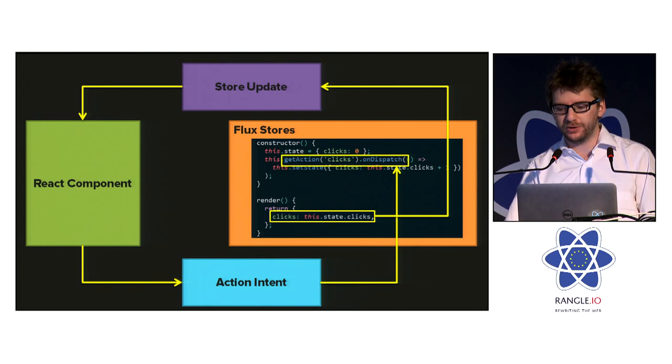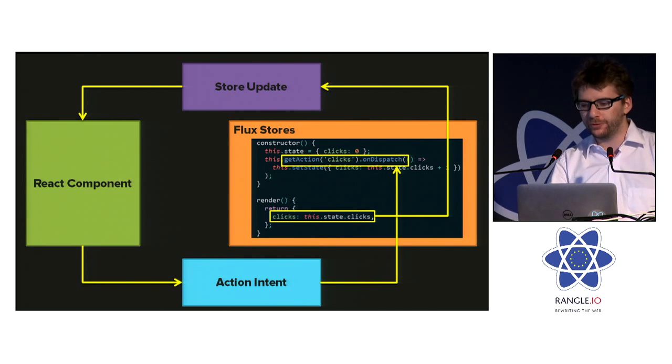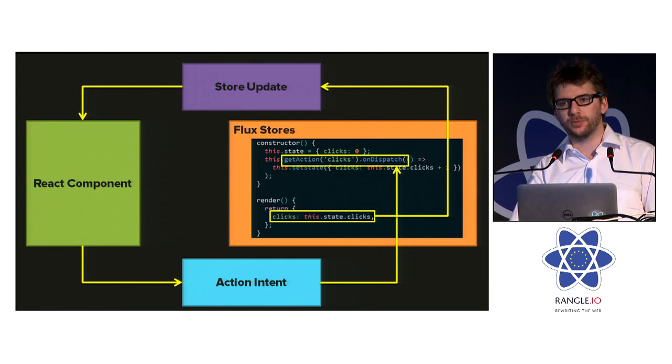Whenever the clicks value returned by render changes, a store update is fired, which in turn will be forwarded to each subscribing component. Here again, from the point of view of the Flux stores, the world is very simple. You can subscribe to action intents and emit updates by updating your internal state.